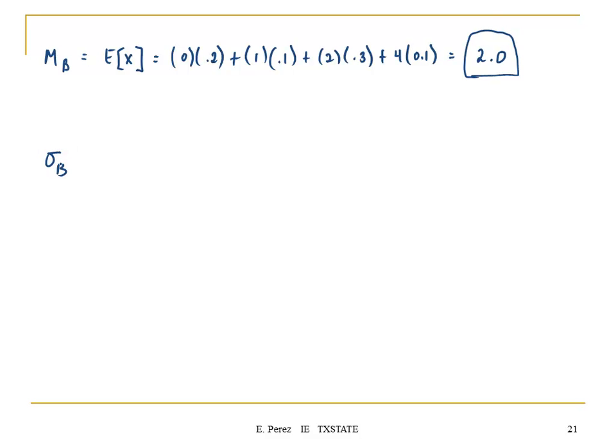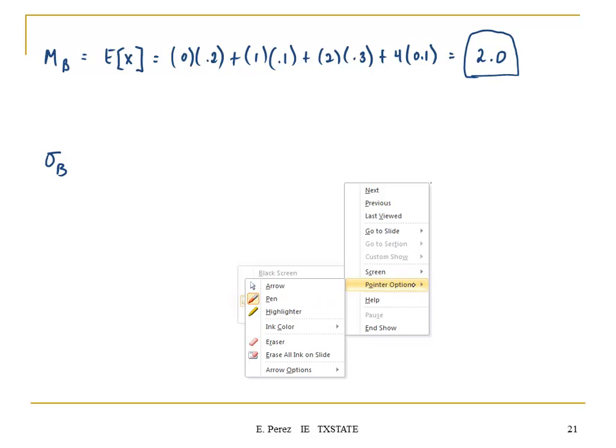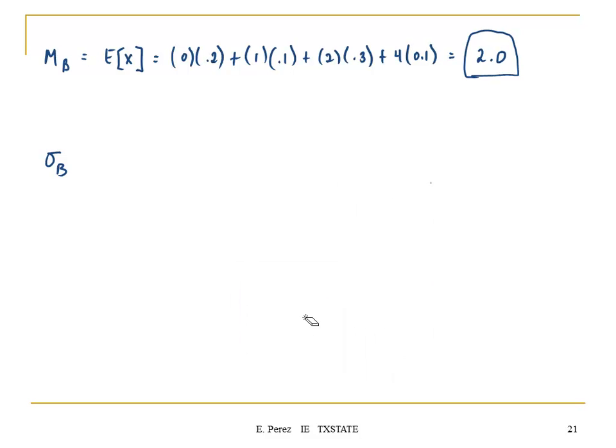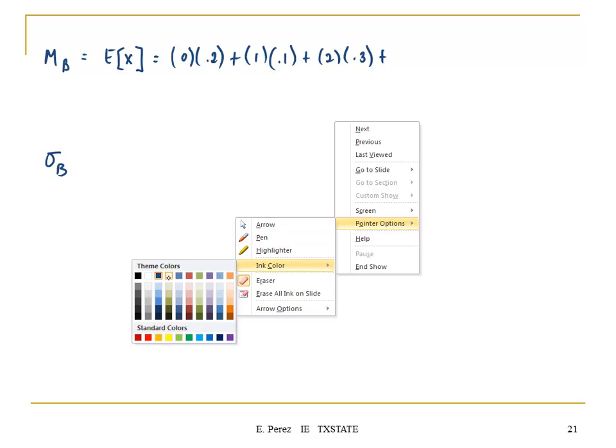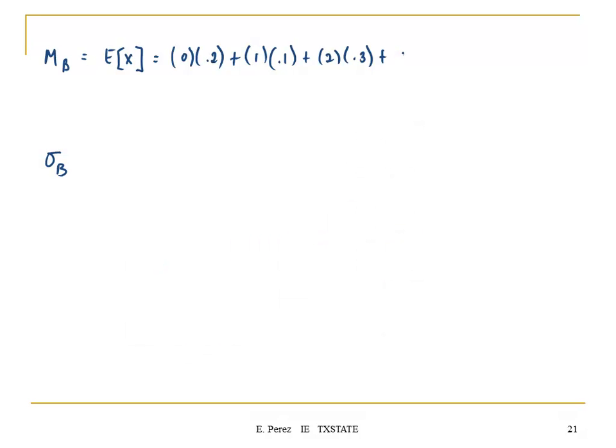Oh, I'm sorry. Thank you for noticing. So we have 3 times 0.3 plus 4 times 0.1. And this should be equal to 2.